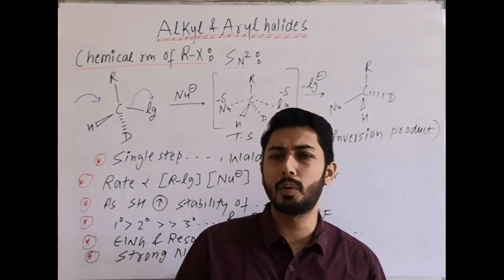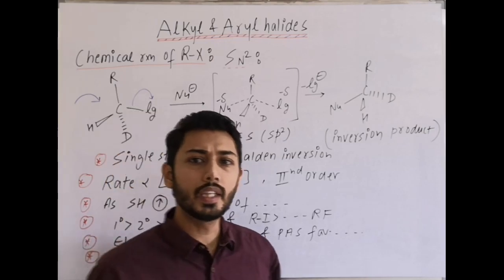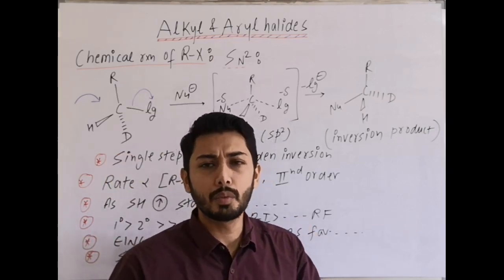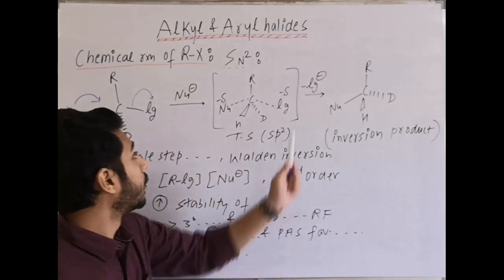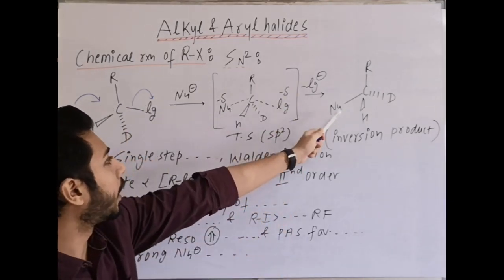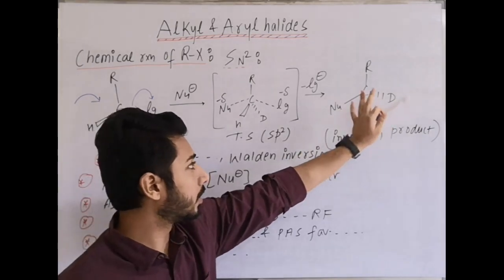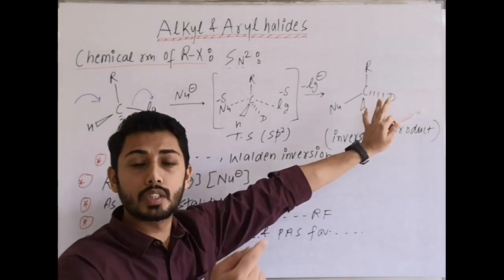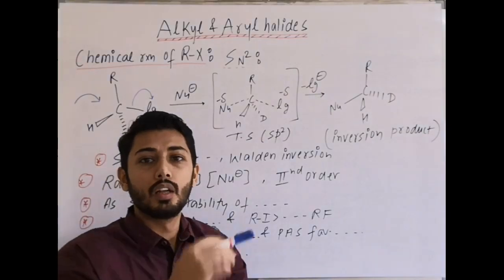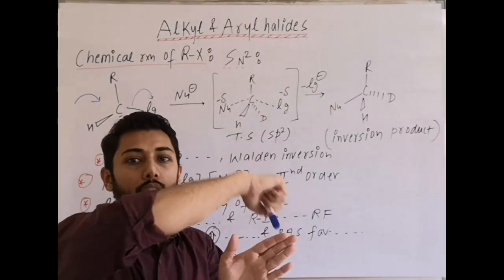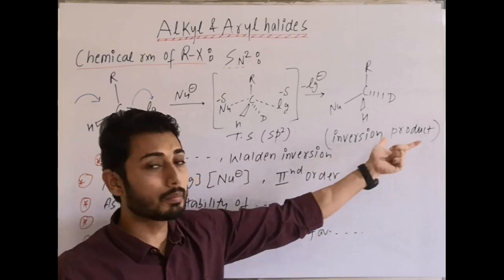Such information is important when you solve any other material from a coaching institute also. Sometimes these questions are there, so that information may be useful for you. Then when the leaving group finally departs, the nucleophile forms the complete bond. This is the inversion product, meaning where the leaving group is departing, from the opposite side the nucleophile forms the bond.